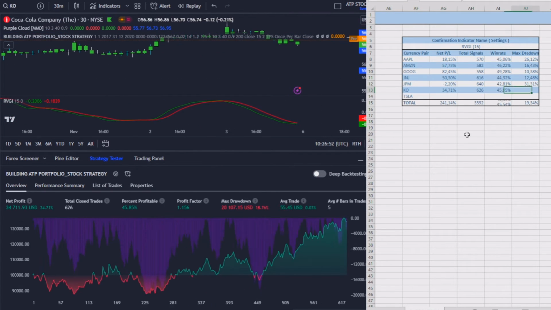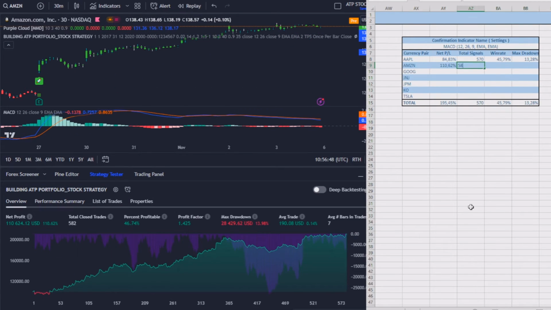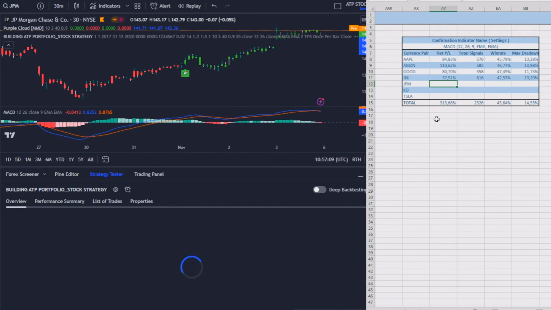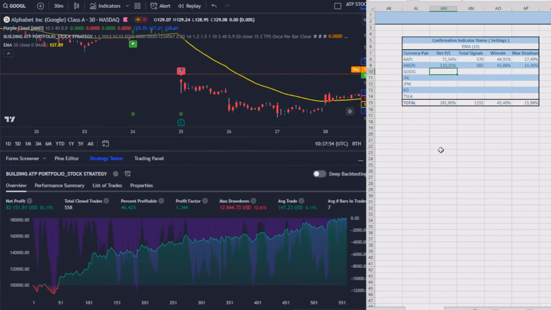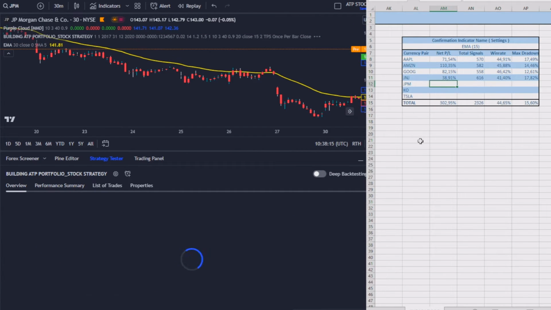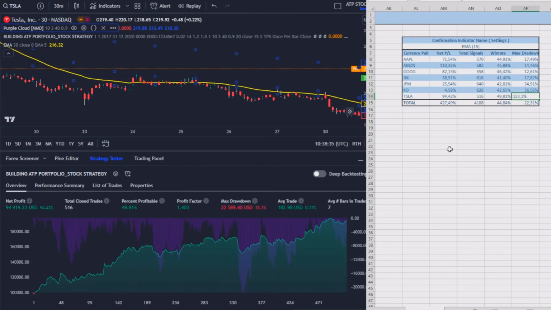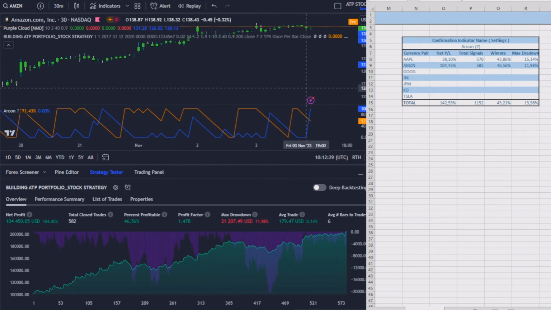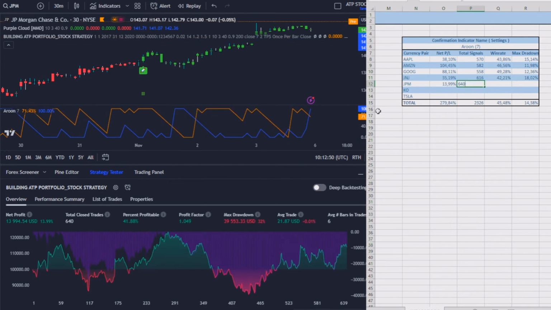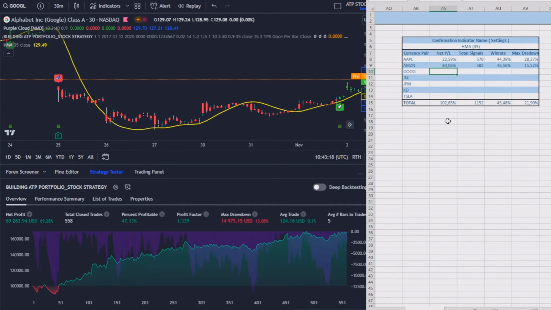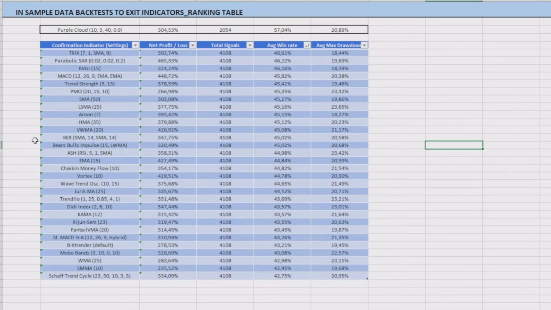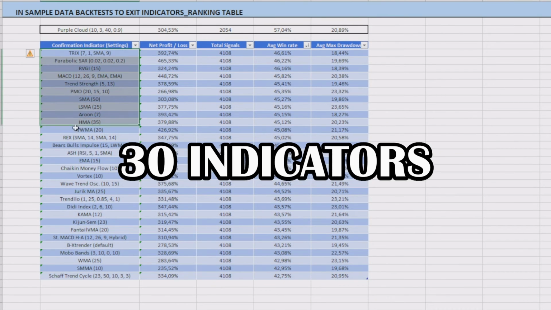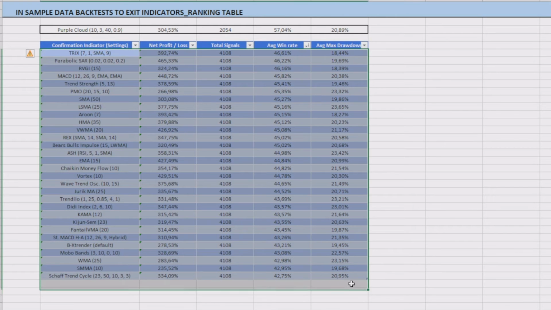manually. The idea is that after the end of this backtest on several indicators, I will be able to compare them and discover which ones were more efficient. So now I will let you see some more clips before showing you all the results. And after analyzing 30 different indicators, here we have all the results.